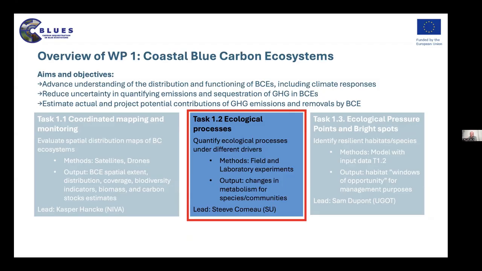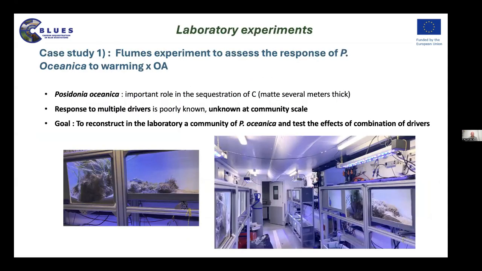And for that, we combine field and laboratory experiments in order to mostly look at the changes in the metabolism of the species and the community composing the blue carbon ecosystem. So I'm now going to jump to what we have been doing. I will give you some examples about laboratory experiments that we did, and then I will talk about field work too. The first case study I want to talk about is a flume experiment that we did last year in my lab in Villefranche-sur-Mer.